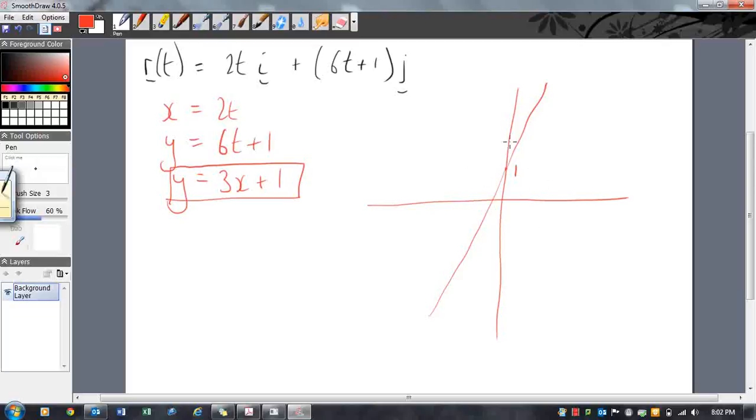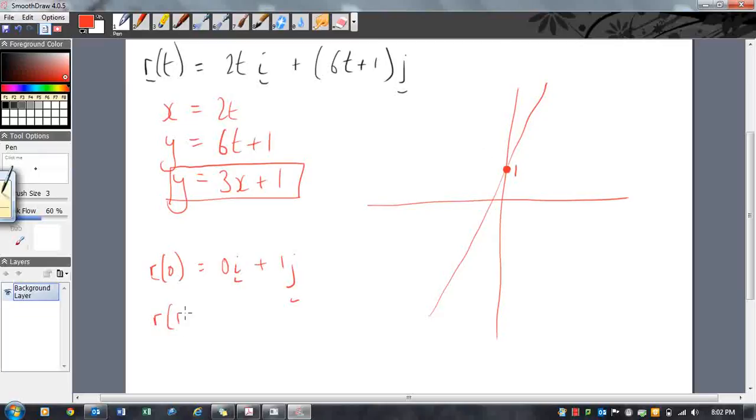And if you wanted to find out which direction it is travelling, that sort of thing, you could just find some values. You can put in time 0. Where is it when time is equal to 0? R of 0 is equal to 0i plus 1j. So in fact, this point here is where it starts.